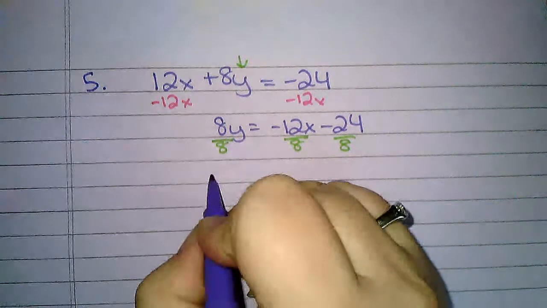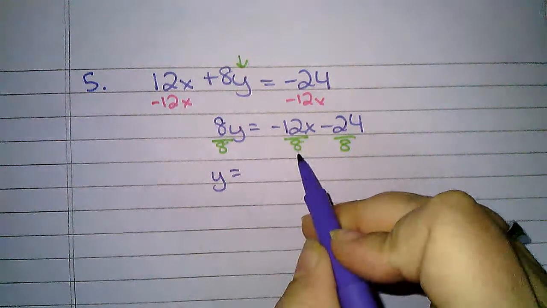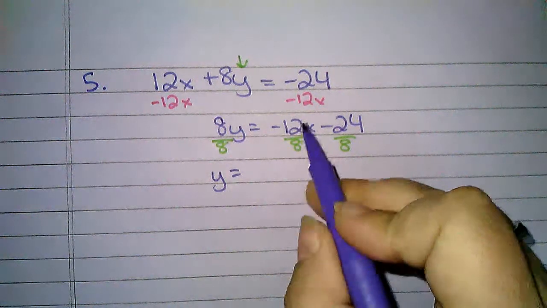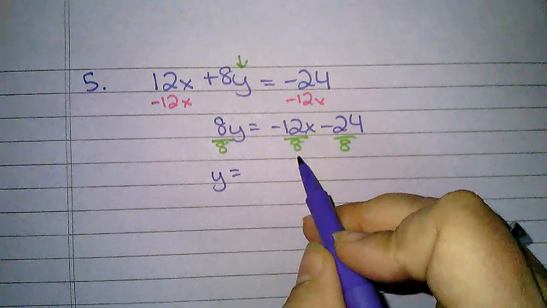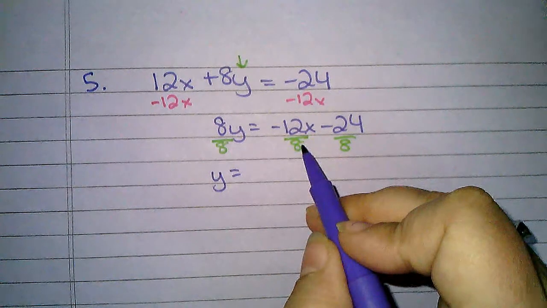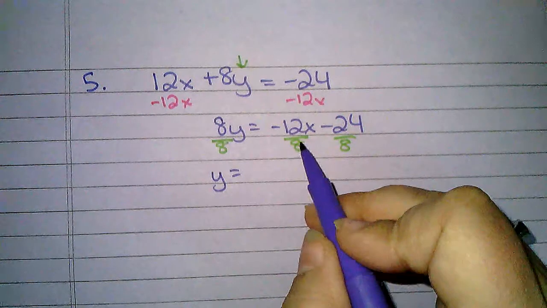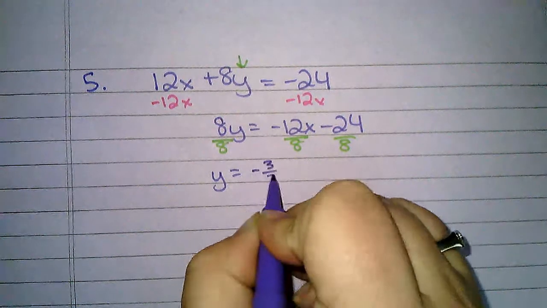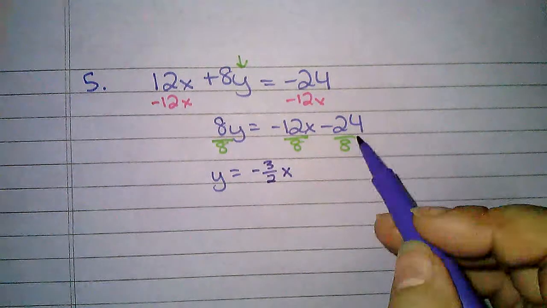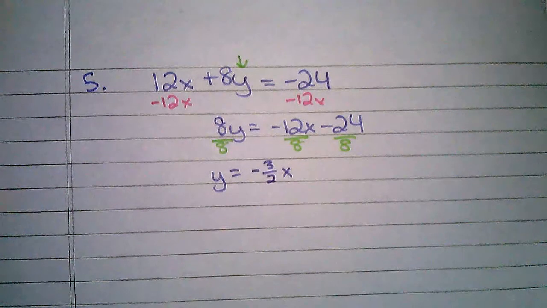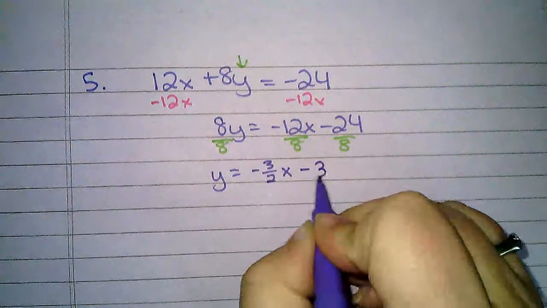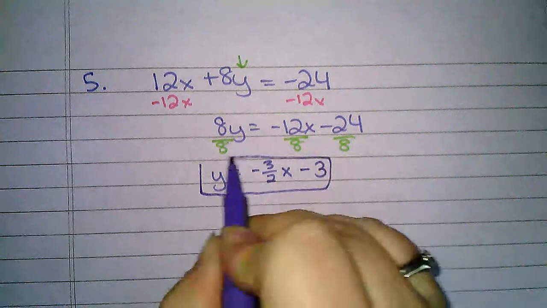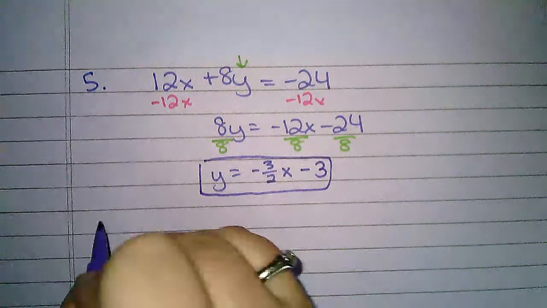So here we go, some division. Now 12 doesn't divide by 8 nicely, but I can see they're both even, so I could divide them by 2. That would give me 6 and 4. 6 and 4 are both still even, so probably I can divide by something bigger than 2. Let's try 4. If I divided by 4, I'd get -3/2. Then it's as simple as possible. And then 24 divided by 8 is 3, and that's negative, so -3. All right, that is now in slope-intercept form, and we know that because the y is by itself.